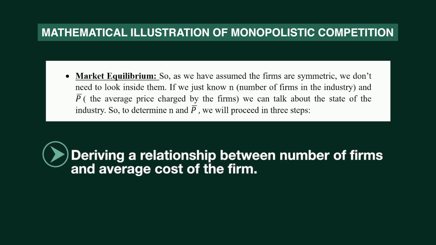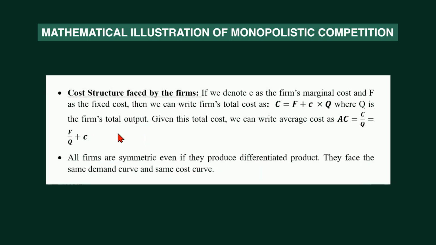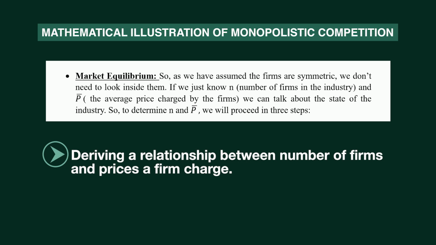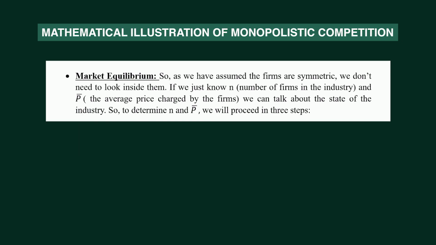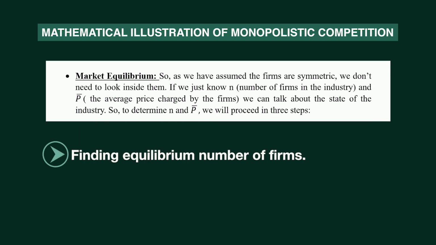Derive the relationship between the number of firms, N, small n, and the average cost of the firm, AC. AC is the thing that I explained in my previous slide. Then derive the relationship between the number of firms and the price. Price is P, not P bar. P bar is the average price of the other firms. And then find the equilibrium number of firms. And once we get to know the equilibrium number of firms, I can easily calculate Q. How? We will come to know one by one.